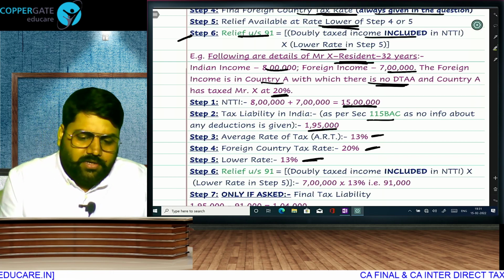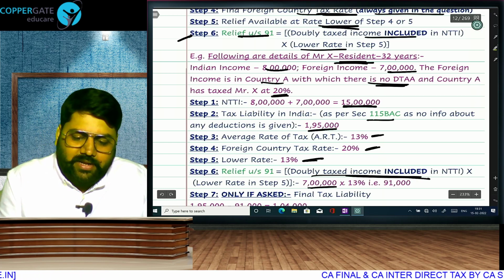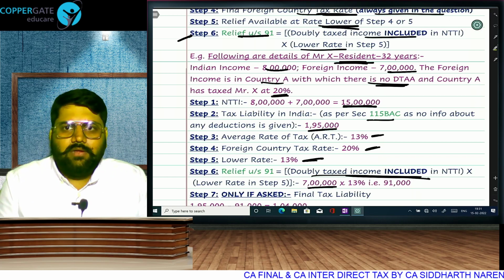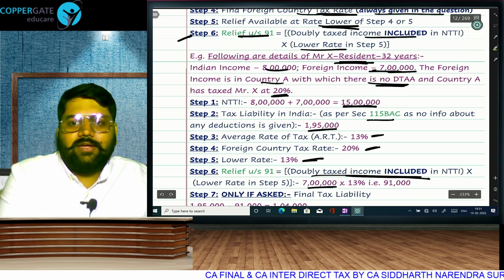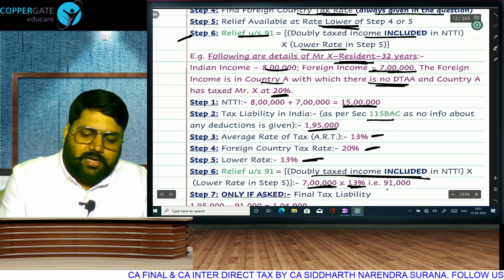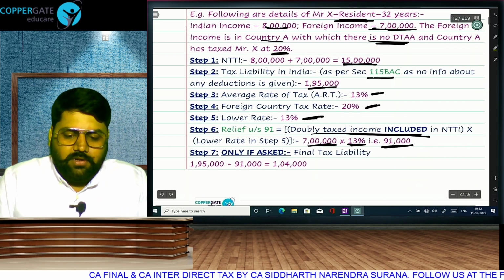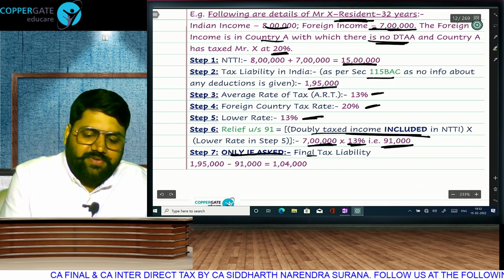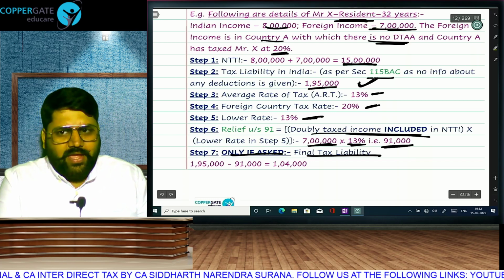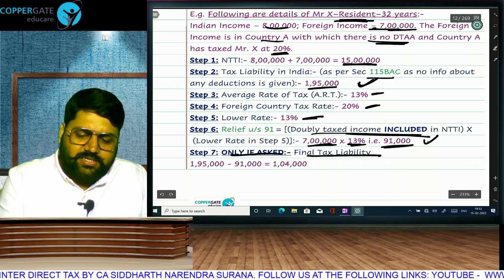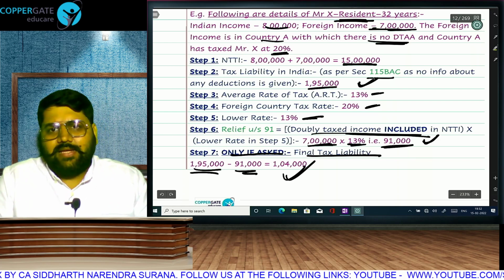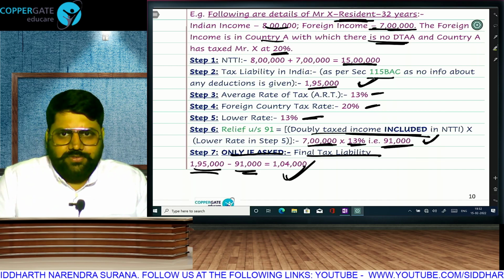What will be our relief? Doubly taxed income included in NTTI, that's 7 lakh. You have not paid double tax on 15 lakh, 8 lakh is Indian income, it was taxed only in India. Foreign income of 7 lakh is getting taxed twice. So, 7 lakh into 13%, 91,000 will be your relief, and the final step we will do only if it is asked. This was your tax liability 195 when you did not have any relief. From that you took this relief of 91, 195 minus 91 will give you your final tax liability of 1,04,000.